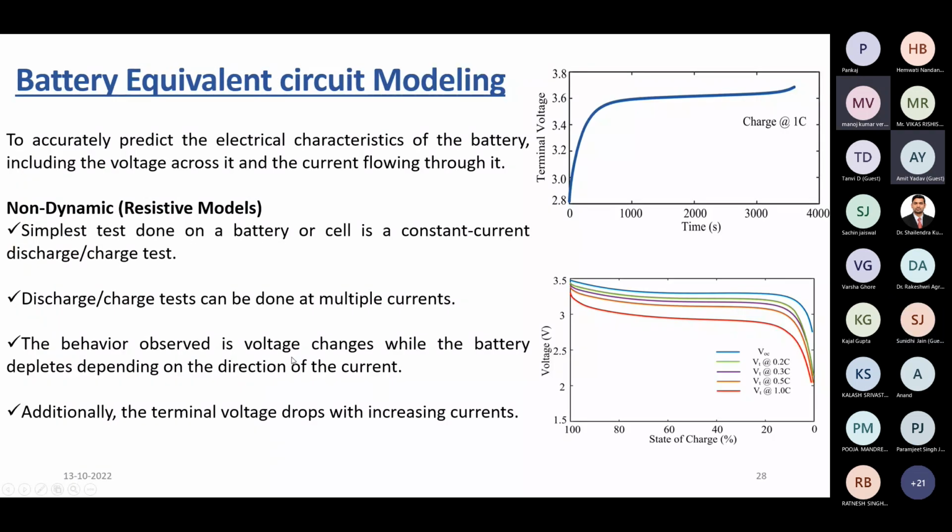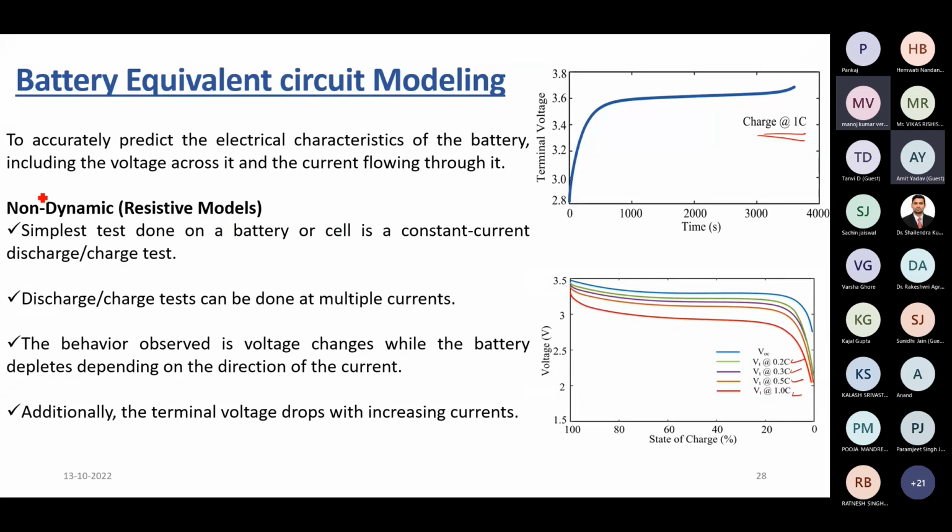And this is a battery equivalent circuit. The top one is the charging characteristic of a battery, done for a 1C rate. From 2.8 to 3.6 volts, it will take almost 400 seconds to charge the battery. Whenever we want to study charging and discharging, we have to put the cell through these two characteristics. For discharging, we can go for 0.2C, 0.3C, 0.5C and 1.0C. At all these C rates, we can see the terminal characteristics of the battery.